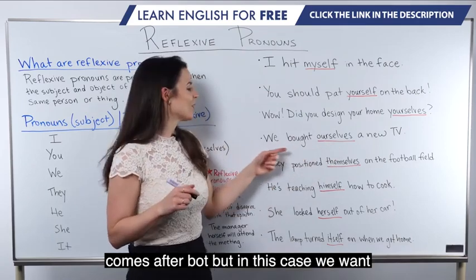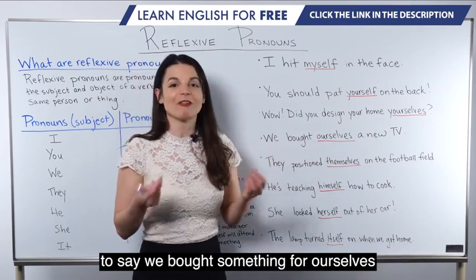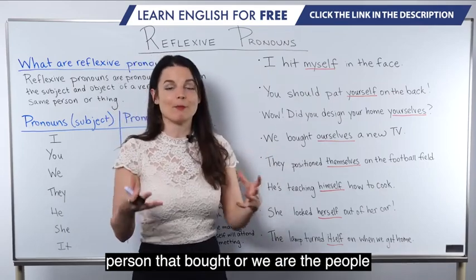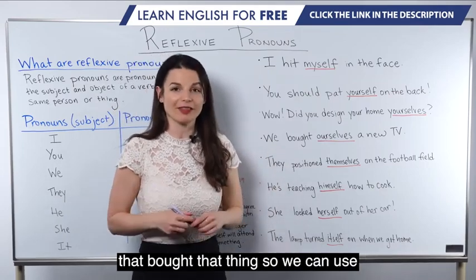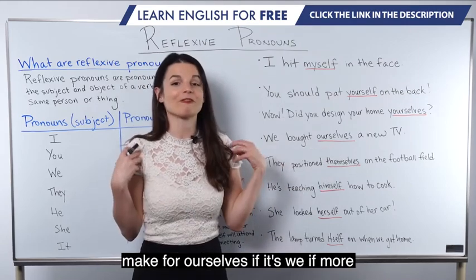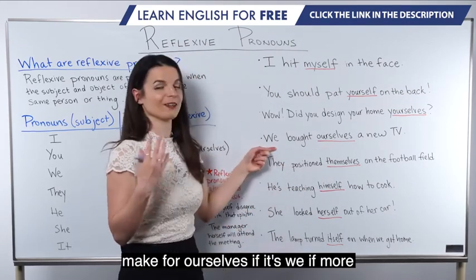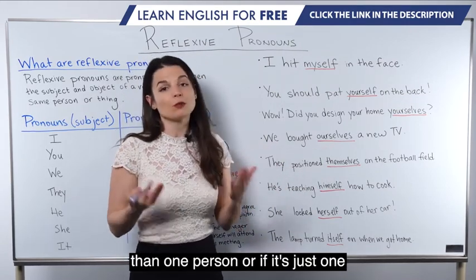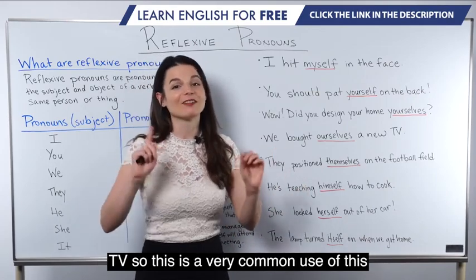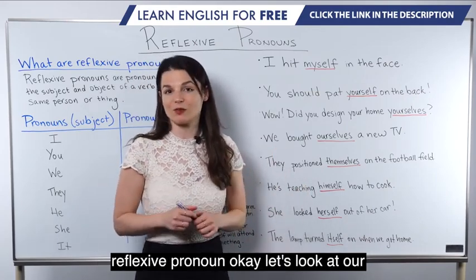But in this case, we want to say we bought something for ourselves. So we are the receiver and we are the people that bought that thing. We can use this to talk about purchases that we make for ourselves, if it's we, more than one person, or if it's just one person, you can say, I bought myself a new TV. This is a very common use of this reflexive pronoun.